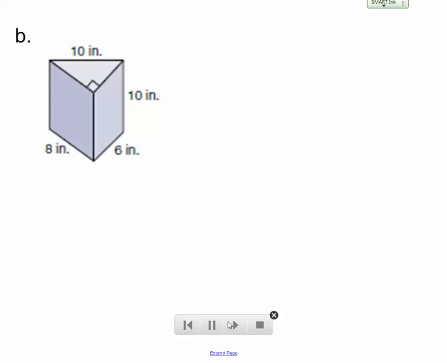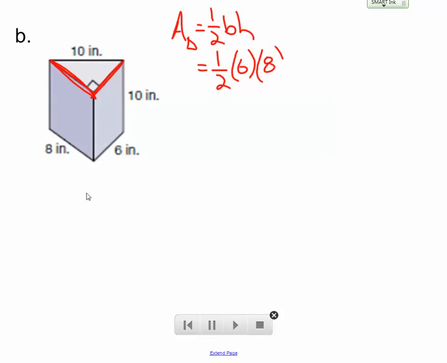Same process occurs. If we're going to find the surface area of this, we have to find the area of its base. Its base is a triangle. How do you find the area of a triangle? You do 1/2 base times height. The base is 6. The height of that triangle is 8. We're ignoring the prism, just looking at the base. So that's half of 48, which is 24.